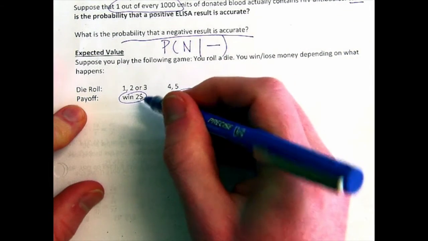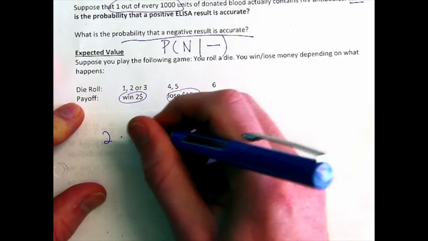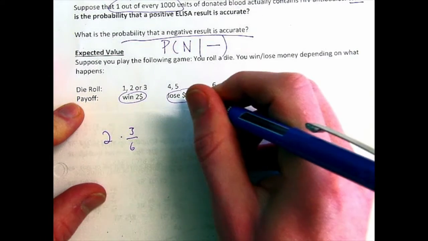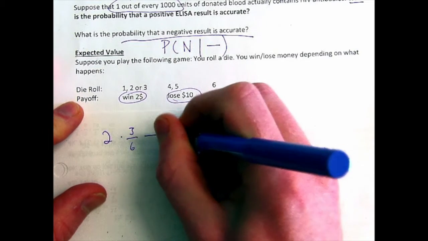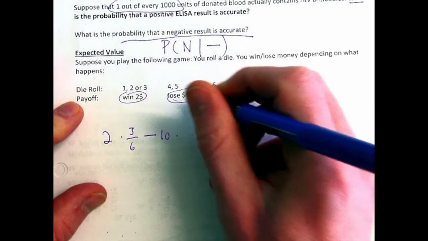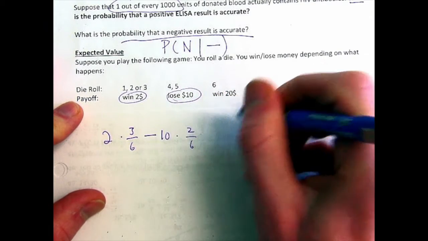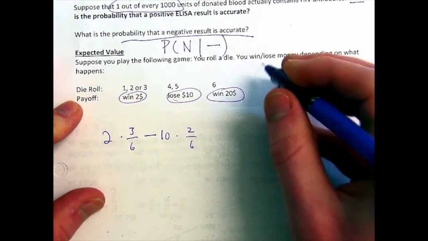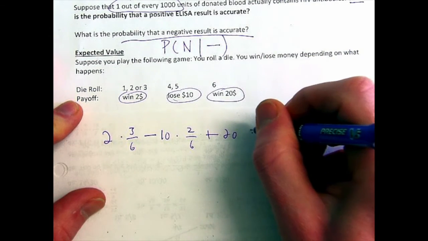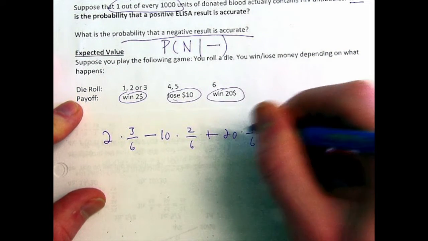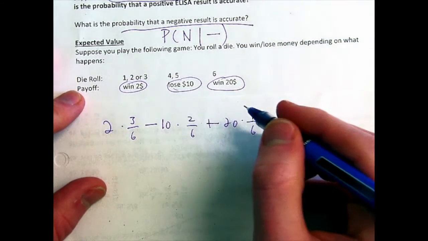So you could win $2, so that's $2 times the probability of that outcome occurring, which is 3 out of 6. The next thing that could occur is you could lose $10, so you would subtract $10 times the probability of that outcome occurring. That would be 2 out of 6. And then finally, the last thing that could happen is you could win $20. That's plus 20 times the probability of that outcome occurring, so that's 1 out of 6. And whatever this is, that's the expected value.